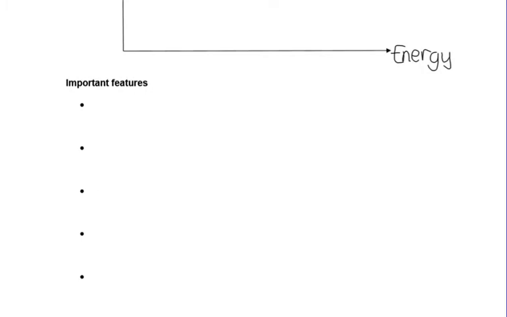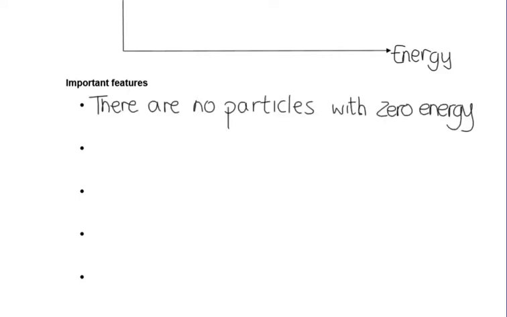So we get these into our sketch graph and we're going to hit the marking points that the exam board want. So feature number 1, there are no particles with 0 energy. So what's that going to mean for our curve? That's going to mean our curve is going to start at the origin. So our curve is going to start exactly on the origin. 0 particles have 0 energy.